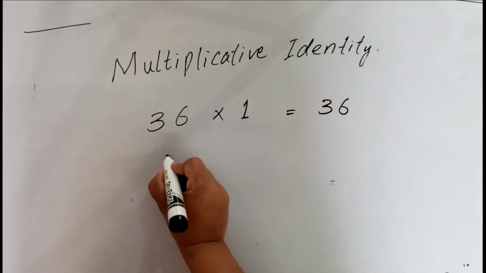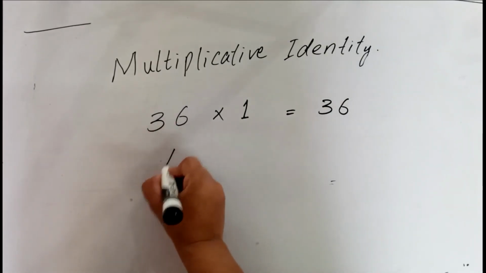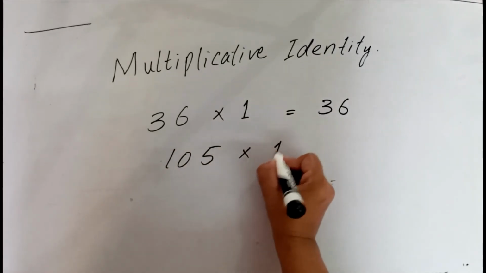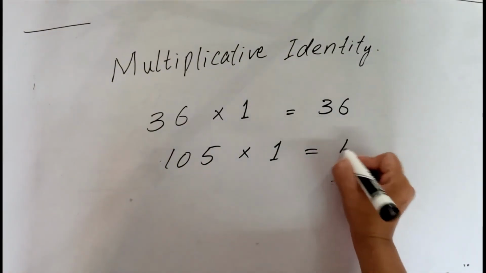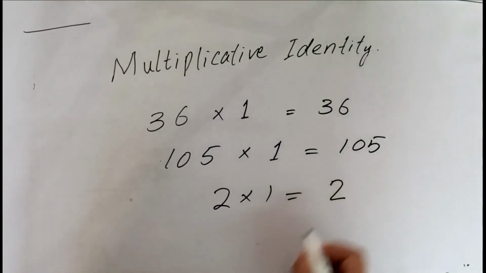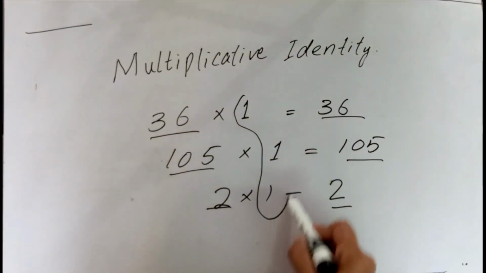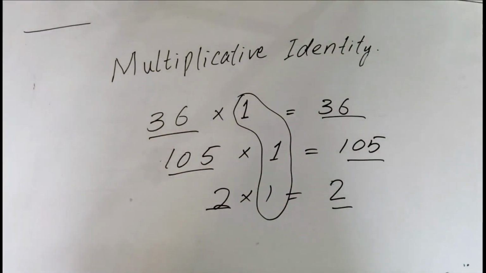If I take some other value, 105 multiplied by 1, we get again 105. As you know that 2 ones are 2, we get 2. So we are taking any value, we get the same value. This 1 is not changing the value of any number. We get the same number. So this is called the multiplicative identity. 1 is called the multiplicative identity. That was all about the lesson.